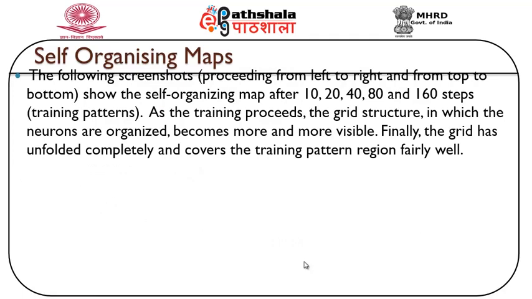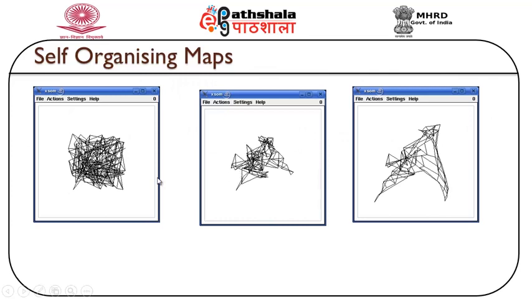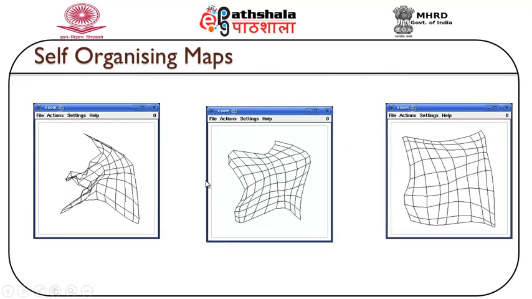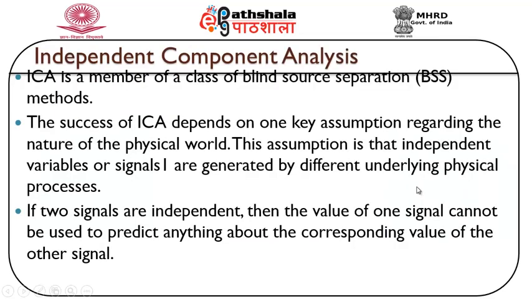So, we have the following screenshots which represent a self-organizing map after 10, 20, 40, 80 and 160 steps of training patterns. As the training proceeds, we can see the grid structure in which the neurons are organized becomes more and more visible, and finally the grid is being unfolded. So this is 20, 40, 80, and as the number of iterations increases, as the training increases, we can see finally the grid unfolds and it's shown as a two-dimensional grid as such.